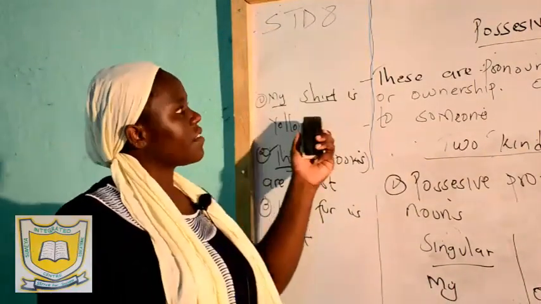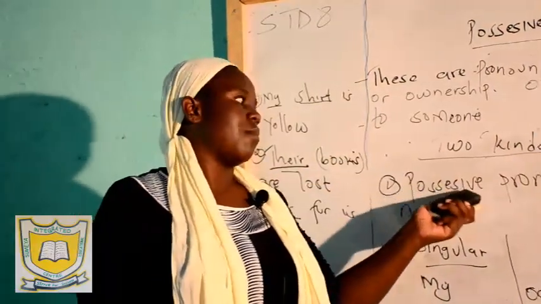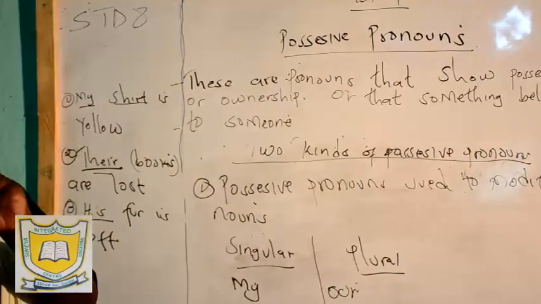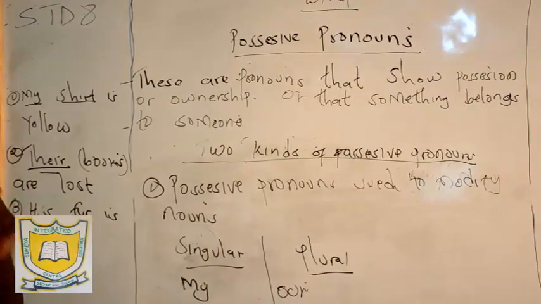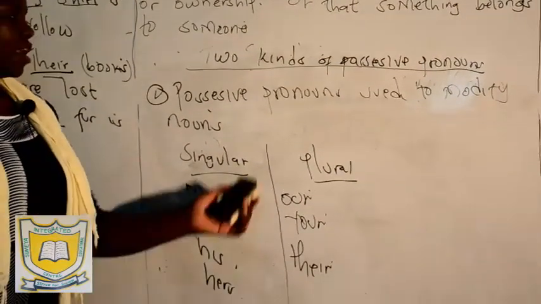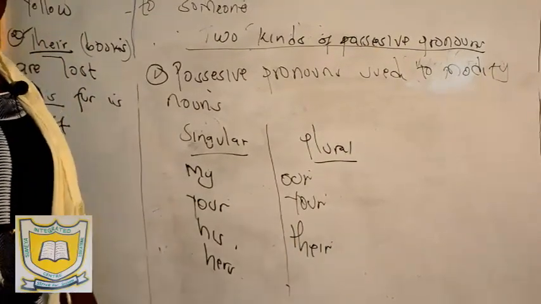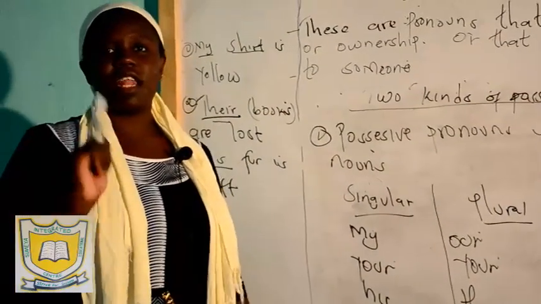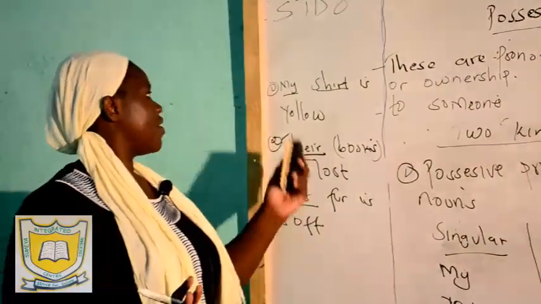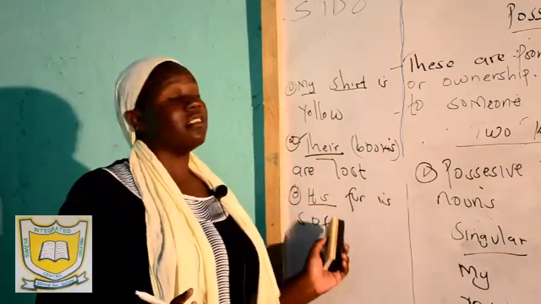So you have these possessive pronouns. Two kinds of possessive pronouns. One, a possessive pronoun used to modify a noun. And these possessive pronouns are divided into singular and plural. The singular ones are my, your, his, hers, and then plural is our, your, and their. They are called modifiers because they come before the noun in a sentence. Example: my shirt is yellow. Their books are lost. Its fur is so soft.